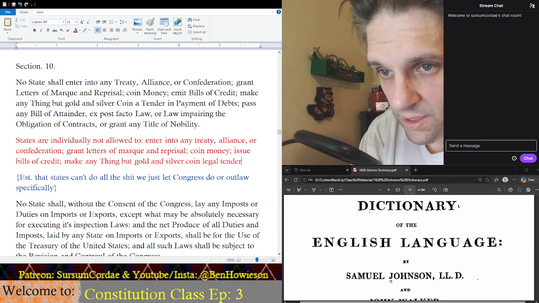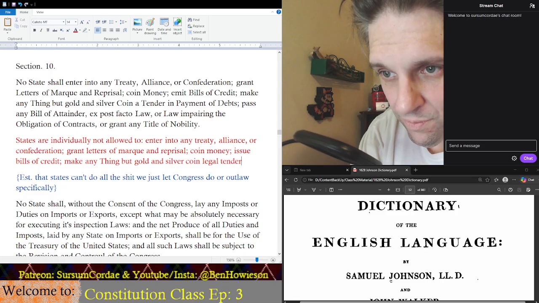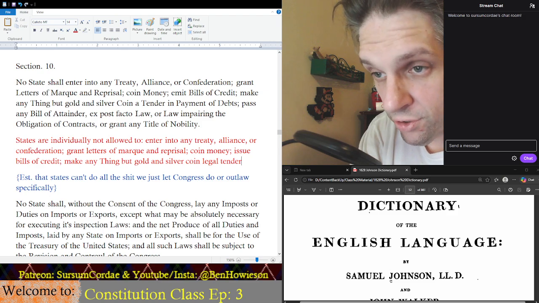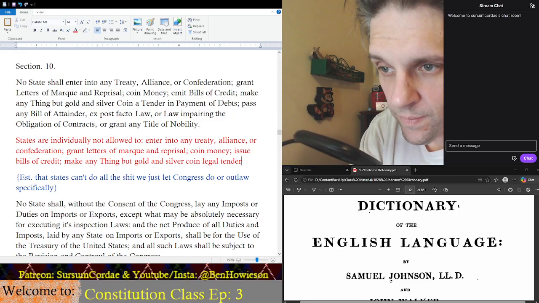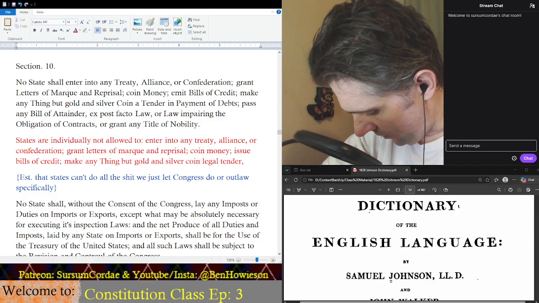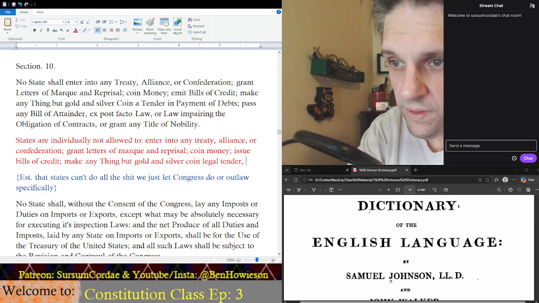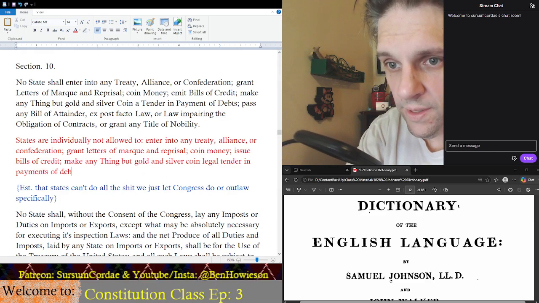You know, it's strange. No state is allowed to change their money individually because they make anything but gold and silver coin legal tender. So they're not allowed to determine, maybe shoes are legal tender somewhere. They can't do that. And then we've got, let's see, tender in payments of debt is still part of it. Legal tender in payments of debts.